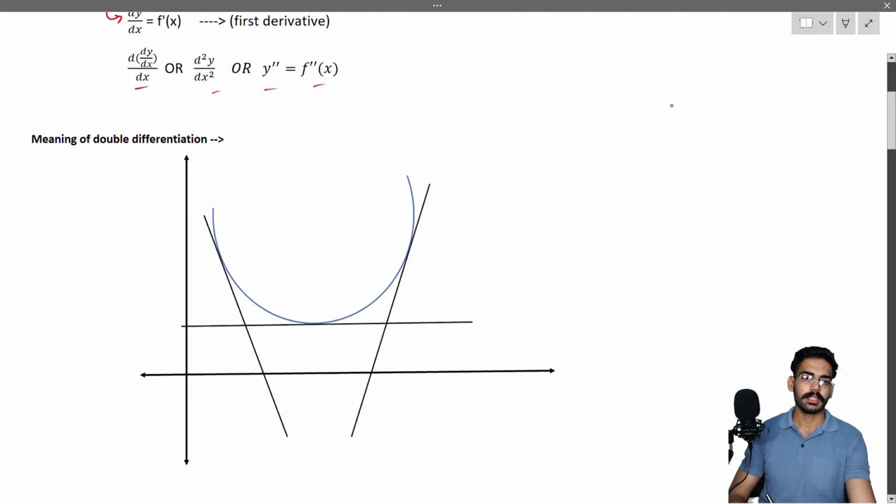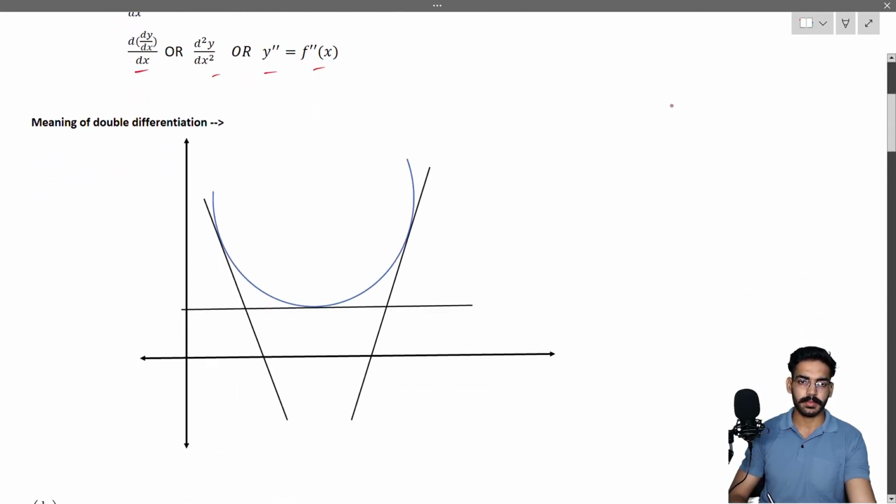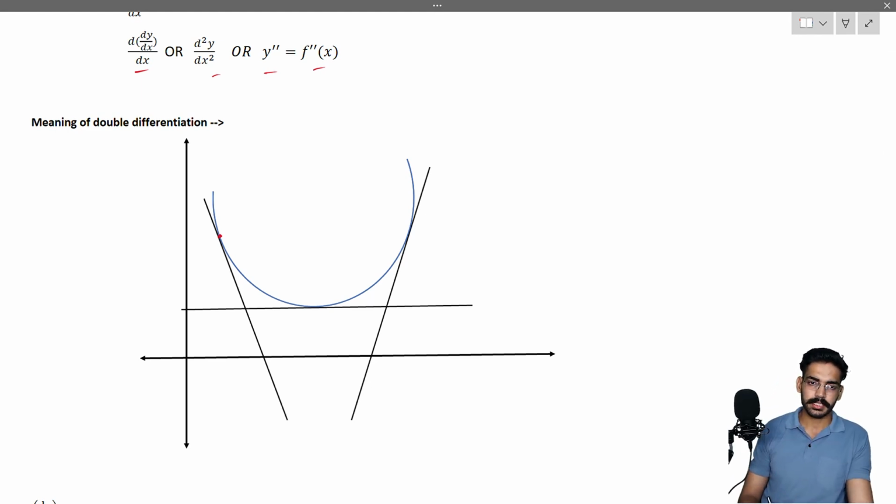Now let's see what is the meaning of double differentiation graphically. See here, I'm marking this point as A, this point as B, and this point as C. This is your curve, y equal to f(x). Now this curve I am differentiating, so what does differentiation give me? Slope, right? The slope at that particular point on the curve.